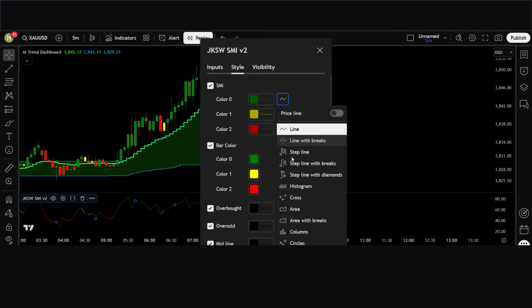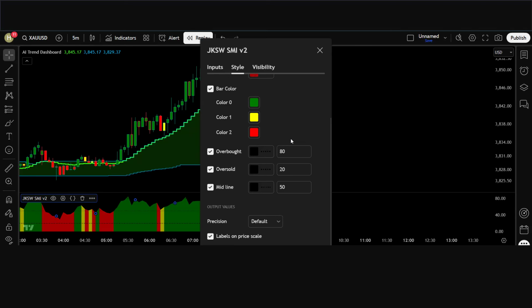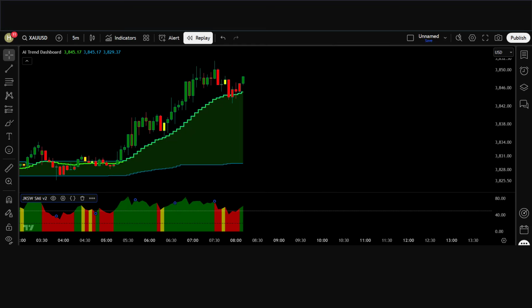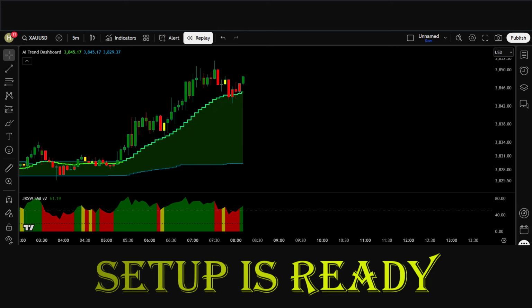Go to the Style tab. Change some setting. Click OK. Now setup is ready.